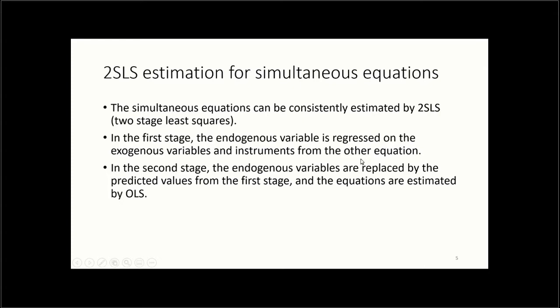And then in the second stage, the endogenous variable would be replaced by the predicted values from the first stage, and the equations would be estimated by OLS. So again, exactly the same procedure for two-stage least squares when we have one equation, only that now we're going to be applying this procedure twice, once for each equation.